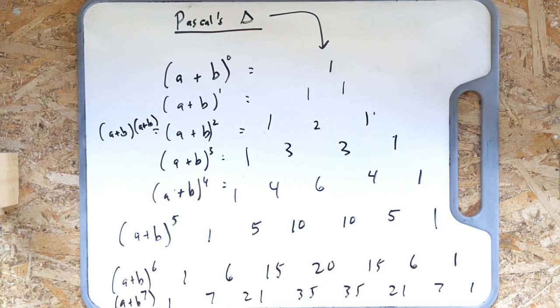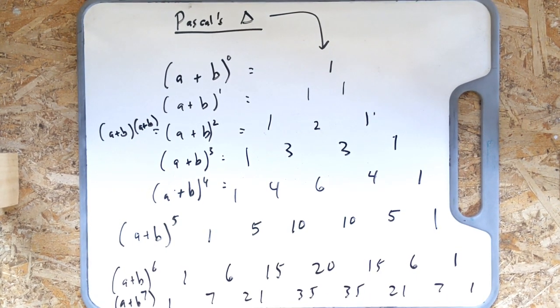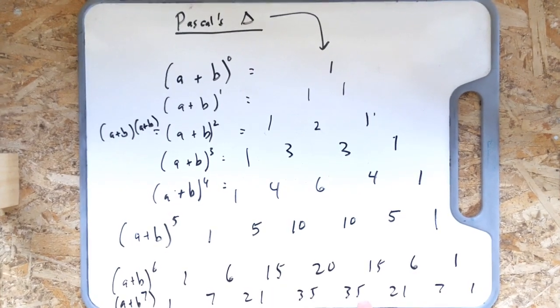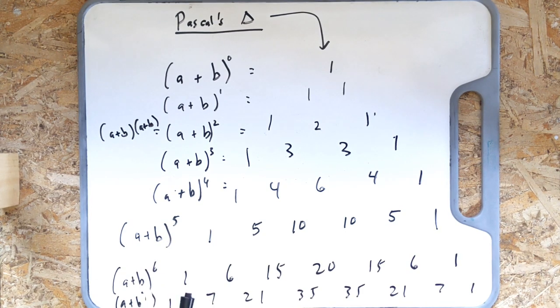But if you just then apply those rules, like for a plus b to the 7th, I could put the a's as a to the 7th, a to the 6th, a to the 5th, a to the 4th, a to the 3rd, a squared, a to the 1. And then the b's, I could put as b to the 7th, b to the 6, b5, b4, b3, b2, b1. And I'd have the binomial expansion of a plus b to the 7th. Or in other words, the series of what a plus b to the 7th is.